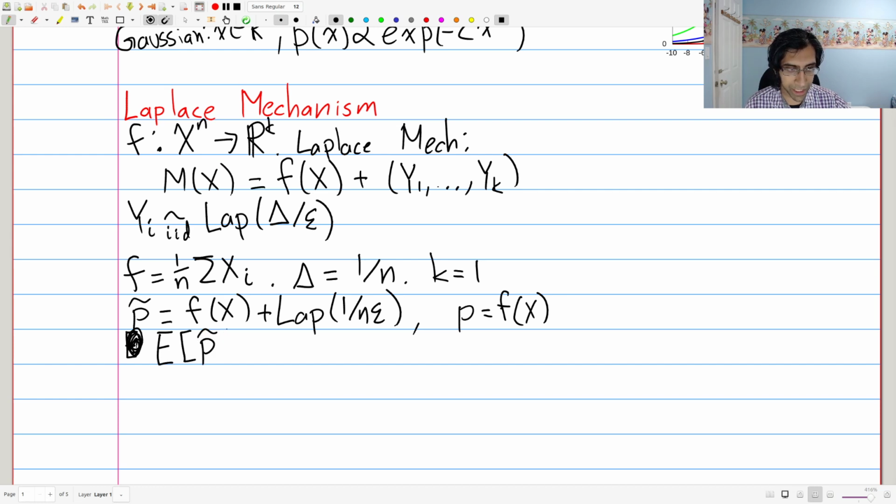So what's the expectation of p tilde? Well, just by linearity of expectations, we can see that this is equal to the expectation of, there's no randomness in this part even, so we don't have to worry about this. This will be equal to f of x, which is just p, plus the expectation of this Laplace random variable.